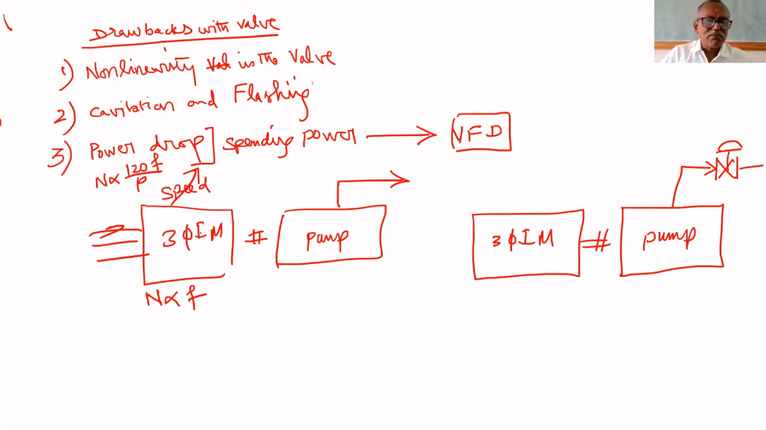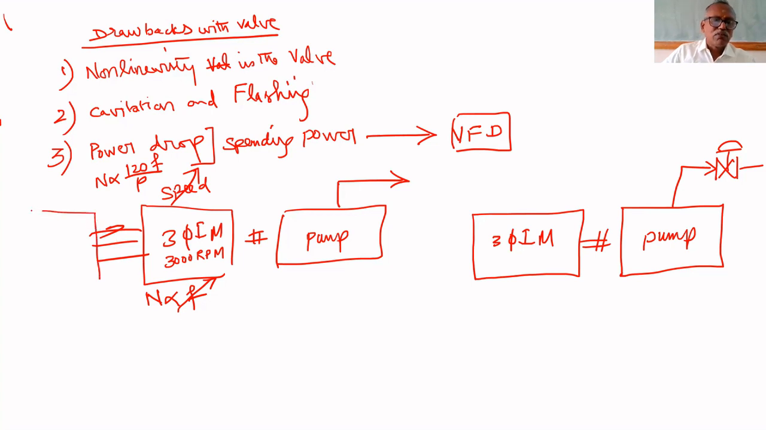Suppose this induction motor has a synchronous speed of 3000 RPM. Its rated speed will be 2800 or so. So if you vary the frequency F, we can vary the speed from 0 to 2800. That is very much possible.